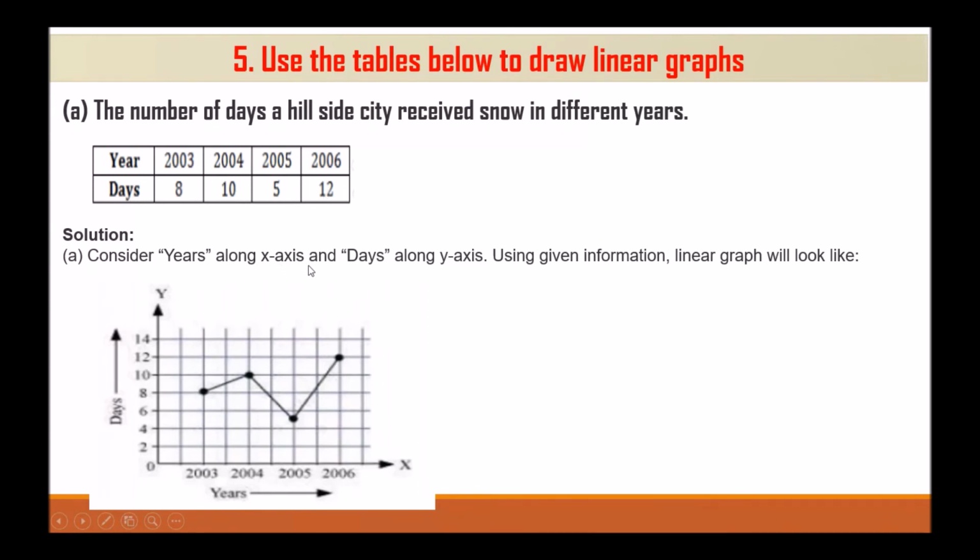Considered years along x-axis and days along y-axis. Using given information, linear graph will look like this. This is the linear graph: 8 days, 10 days, 5 days, and 12 days in the particular years.